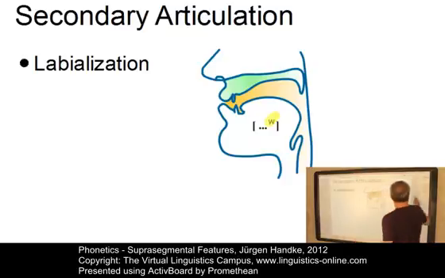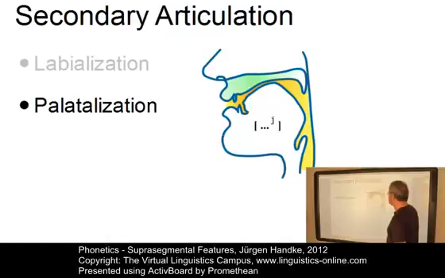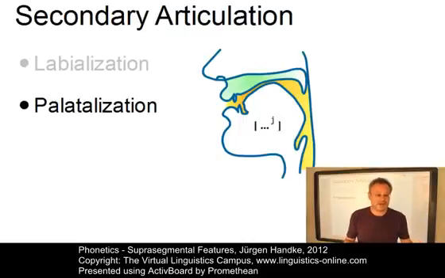Now the next secondary articulation we want to look at is palatalization. Palatalization is the addition of a high front tongue position to another articulation. Palatalized segments are indicated by a J as subscript or superscript. Palatalized consonants can be found in the Slavonic languages, for example in Russian, where contrasts between brat and brach are made.